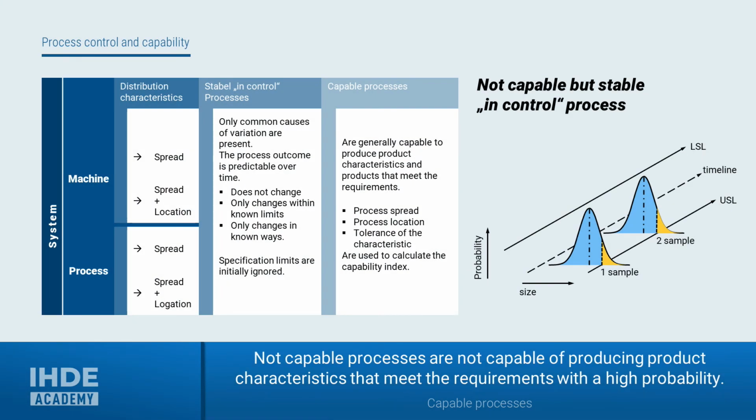Here we see a not capable but in control process. In control because the process outcome is predictable over time, but not capable because too many characteristics do not meet the specifications. This is the fraction shown in yellow that exceeds the upper specification limit. The reason for this is a shift in the process location from the middle. An adjustment of the process is required to get a capable process again.